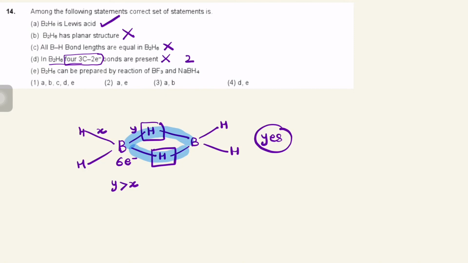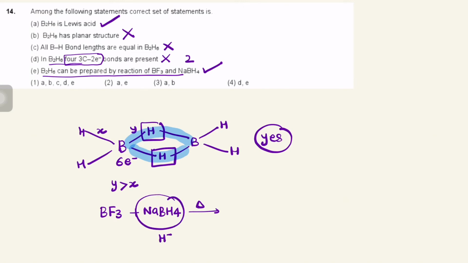So among the following, the correct set of statements that we have, and one more is there: B2H6 can be prepared by the reaction of BF3 with NaBH4. That is correct, because NaBH4 will give H minus. On heating, all the fluorine is replaced by H minus, forming BH3, that will dimerize to form B2H6. And this F minus will now form NaBF4. So the correct answer for this is what? A and E both. That is the second one.